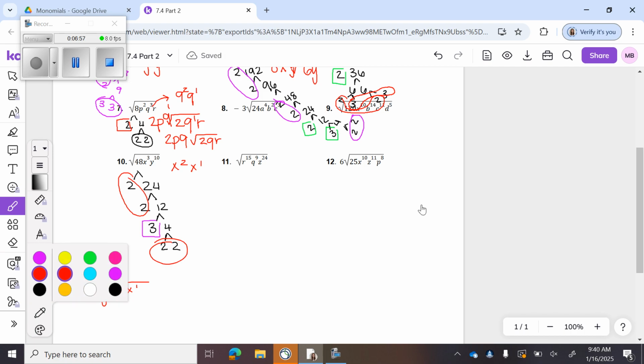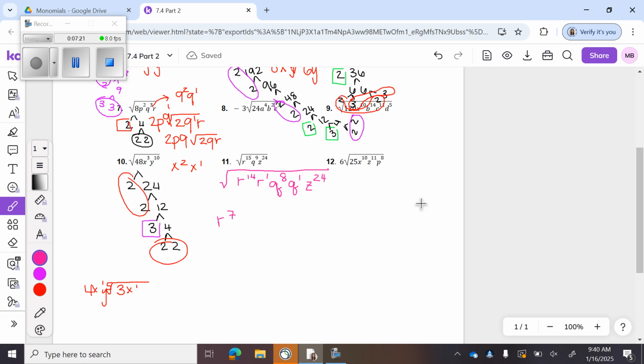All right, 11, I'm going to see all the things that I can divide by 2. Well, this is an odd number, so I'm going to make it r to the 14th, r to the 1st. 9 is an odd number, so I'm going to make it 9 to the 8th, or sorry, not 9, that's q. q to the 8th, q to the 1st. Z to the 24, he can stay because he's even. Now I got to come in here and all my even numbers, I'm going to bring them out and divide them by 2. So r to the 7th, he can come out. Q to the 4th, he can come out. And z to the 12th, he can come out. I got rid of all of those, the evens. So that means RQ has to stay on the inside.